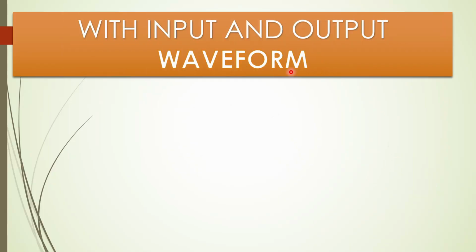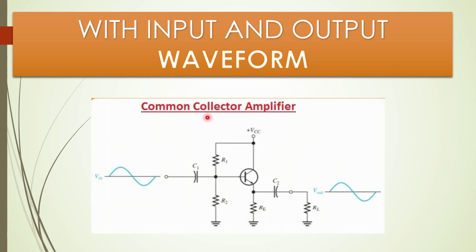So now let's look at the input and output waveforms of a common collector amplifier. Here is the diagram of a common collector amplifier. As you can see here, Vin and Vout resemble each other, that is, they have zero phase shift.